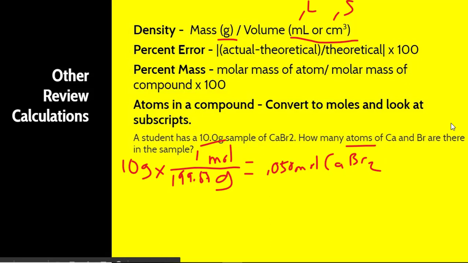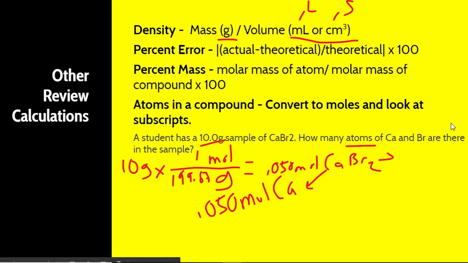But the question is asking how many atoms of each particular component we have. Well, if we have that many moles of calcium bromide, you need to look at the subscripts. So that's going to be the same number of moles as calcium because there's only one calcium atom per molecule of calcium bromide. Okay? So in 0.050 moles of CaBr2, we are going to have 0.050 moles of Ca.